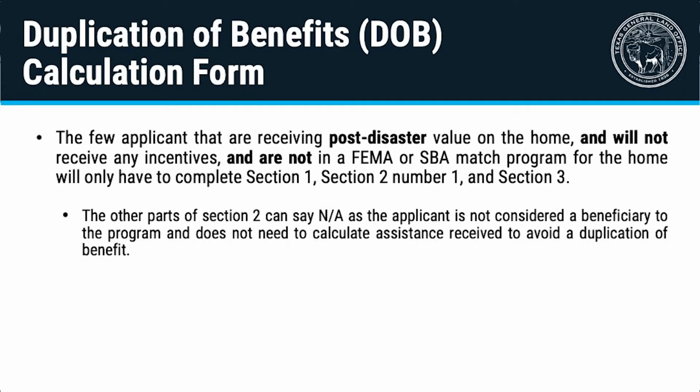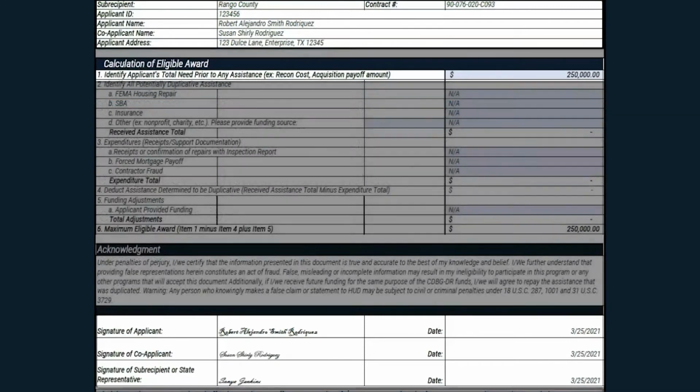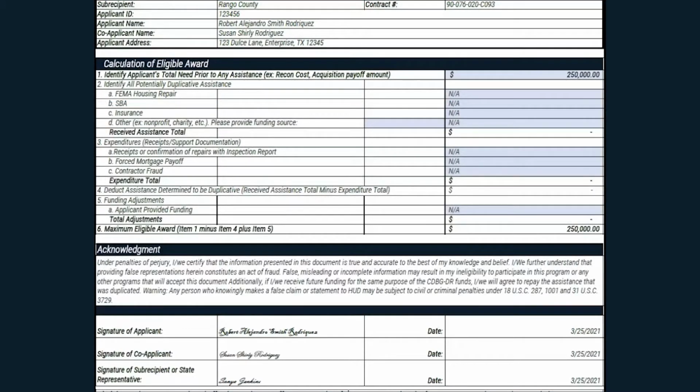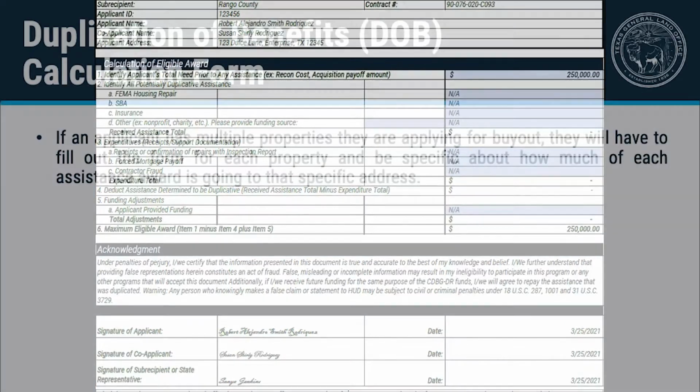However, the few applicants that are receiving post-disaster value on the home and will not receive any incentives and are not in a FEMA or SBA match program for the buyout of the home will only have to complete Section 1, Section 2, Number 1, and Section 3. The other parts of Section 2 can say NA, as the applicant is not considered a beneficiary to the program and does not need to calculate assistance received to avoid a duplication of benefit.